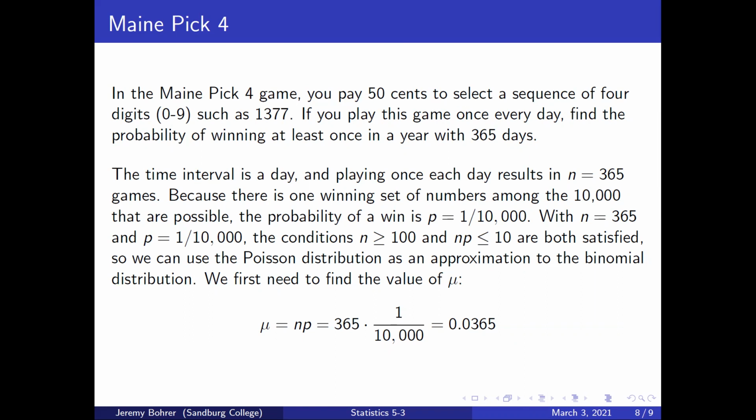With n equals 365 and p equals 1 over 10,000, the conditions n is greater than or equal to 100 and np is less than or equal to 10 are both satisfied. So we can use the Poisson distribution as an approximation to the binomial distribution. We first need to find the value of mu. Mu equals np equals 365 times 1 over 10,000. We get 0.0365, or 365 10,000ths.